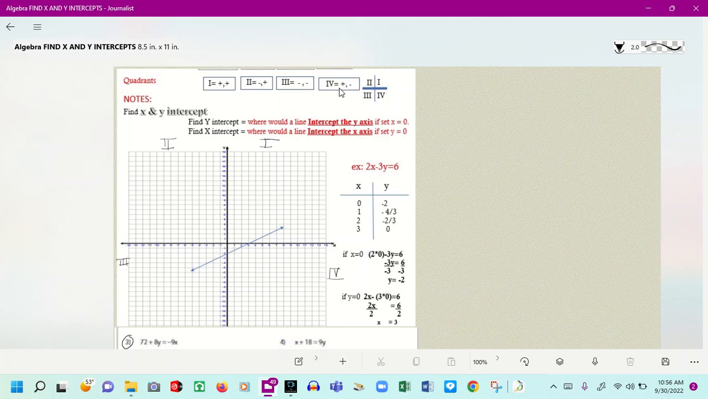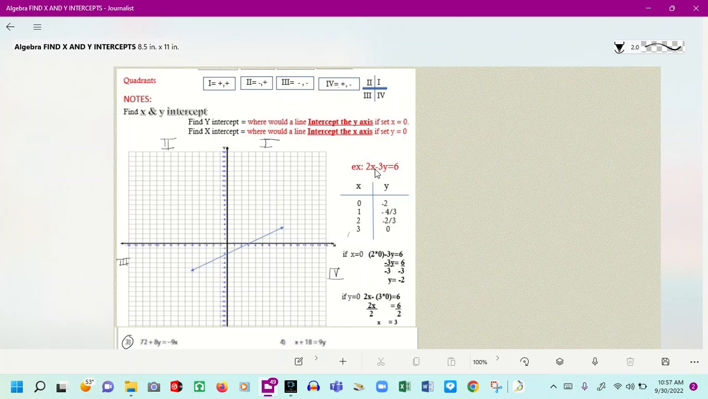So with that being said, let's practice this equation here: 2x minus 3y equals 6. When you get ready to graph, you have to make a chart for your x values and what they will make the y values become. So if we make x 0, what is y? Let's plug that in and see what happens.